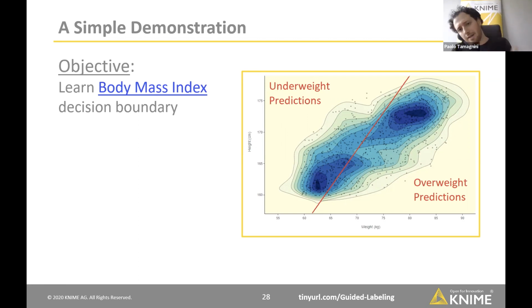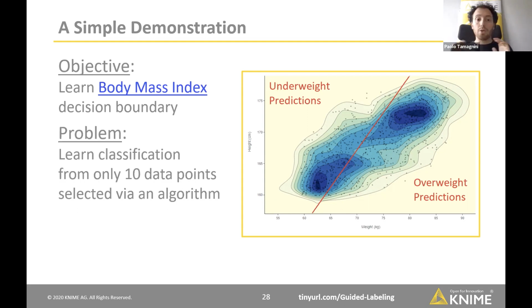Well, it's a really easy problem. You could do it really quickly, but we want to put a constraint here to show why active learning is useful. We want to learn it only on 10 data points. To learn this line from only 10 data points, we need to select them well. And of course, automatically, not by a human who selects them using, for example, this image.